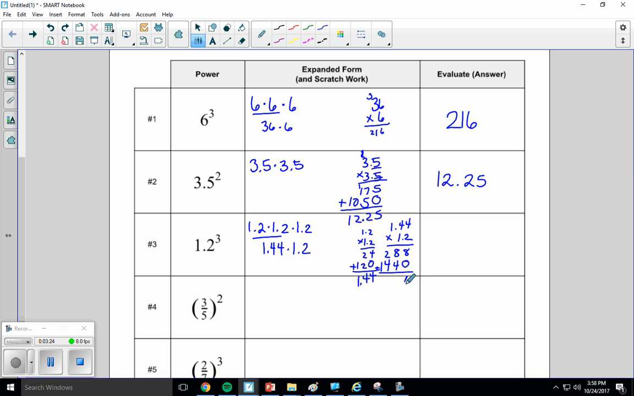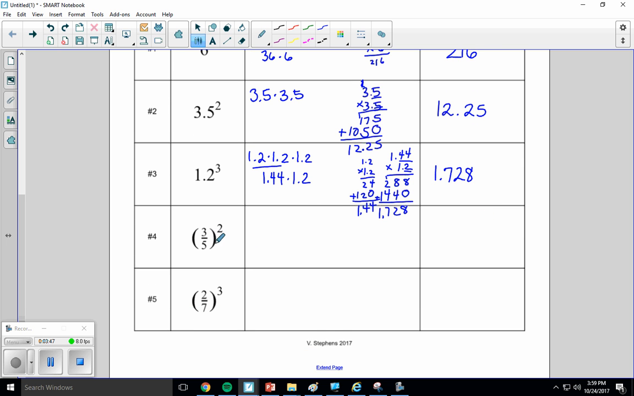Add up your numbers. 8, 12, 7, 1. We have a total of 3 numbers behind the decimal, so we need 3 decimal places in our final answer. So 1 and 2/10 cubed is equivalent to 1 and 728 thousandths.